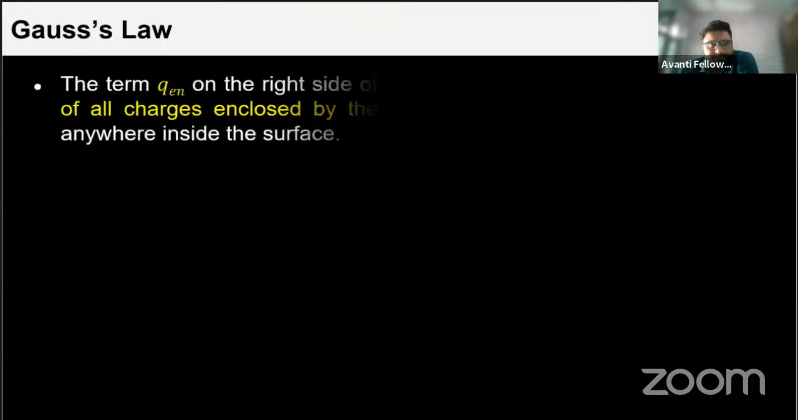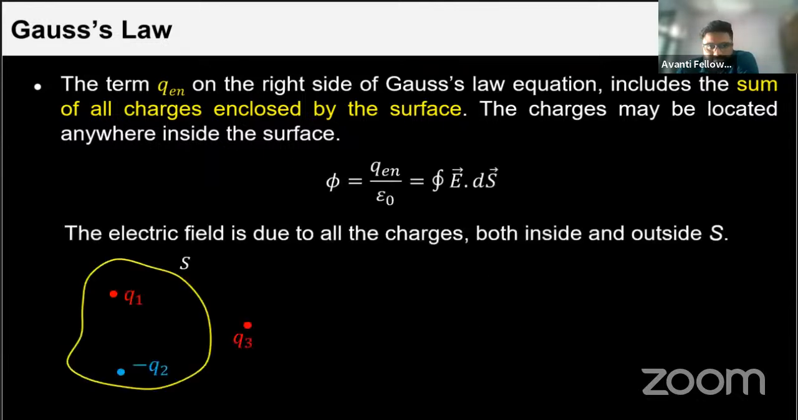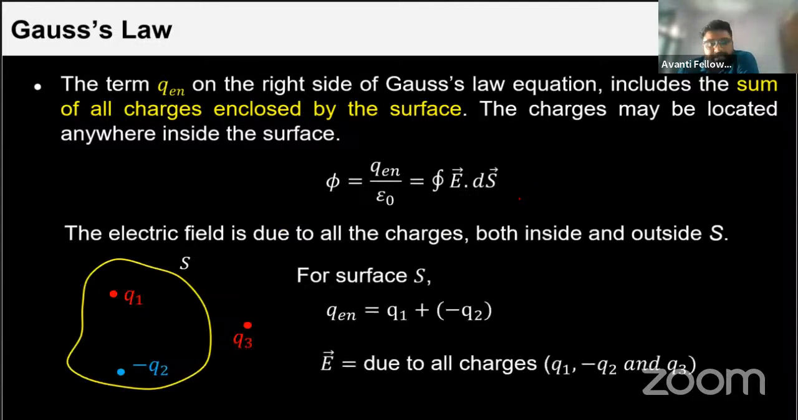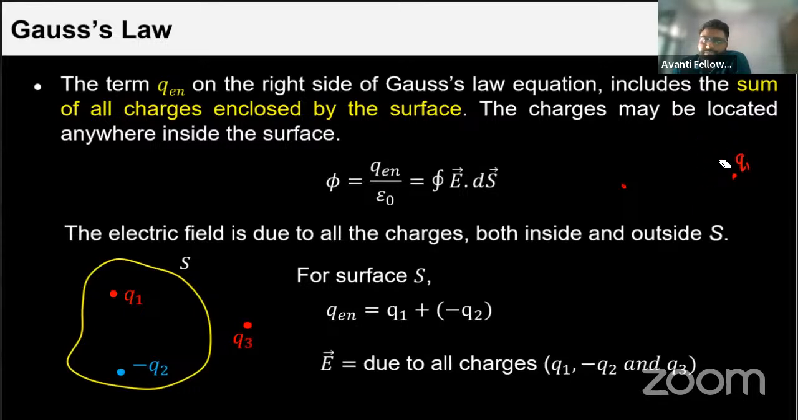Okay. Now, the term Q enclosed on the right side of the Gauss law equation includes the sum of all the charges enclosed by the surface. The charges may be located anywhere inside the surface. It is not important where. Suppose I have considered these two surfaces, S1 and S2. Here is the charge Q1, here is the charge Q2. If I place the charge Q2 in this surface here and Q1 here, it does not matter what the distribution of charge inside the surface is. If the total enclosed charge is Q1 and Q2, and here also Q1 and Q2, then the flux will be the same and this Q enclosed will be the same. Okay? This is the thing. Now the very important point here, for which the Gauss law is to be studied, this one.